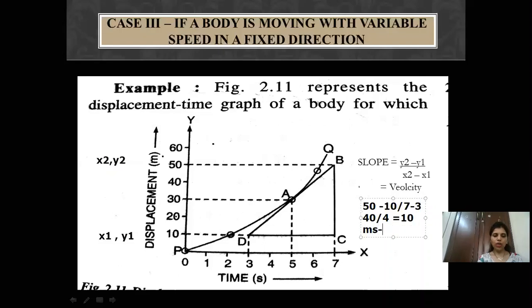Okay, so now per second, so when you're writing it, it is raised to -1. So what is it giving you? The value of velocity.